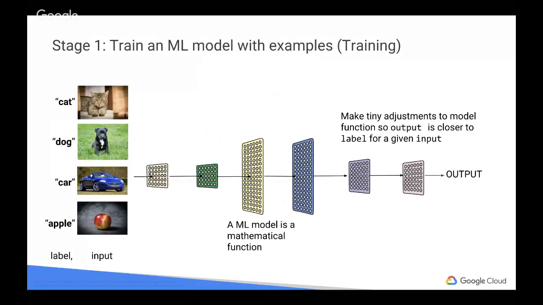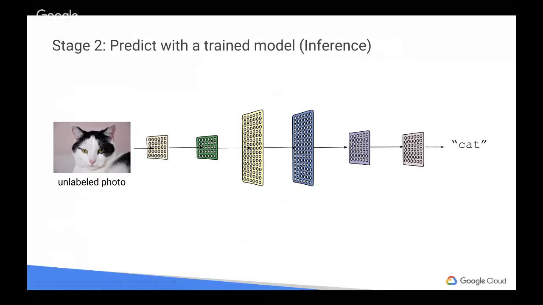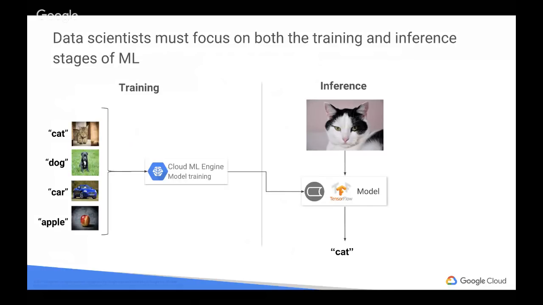Whenever we are trying to train a model, the function call is train. When we are trying to predict, we call predict. And this phase of prediction is called inference. So a data scientist must focus on both. The training has to be good, and so does the inference.